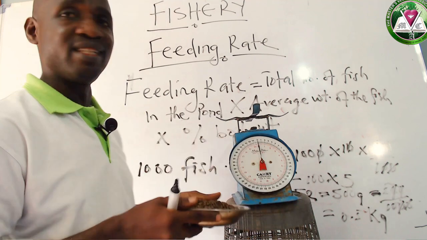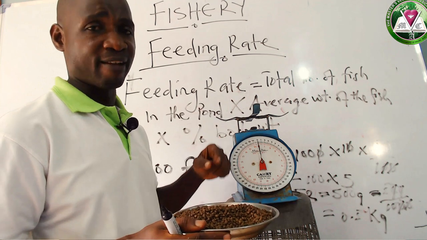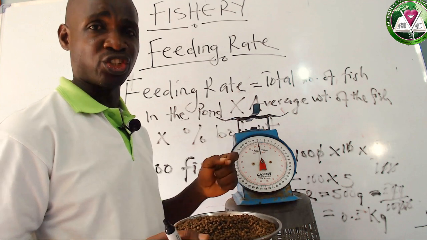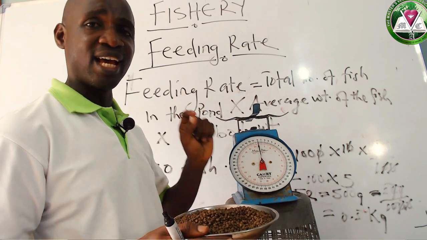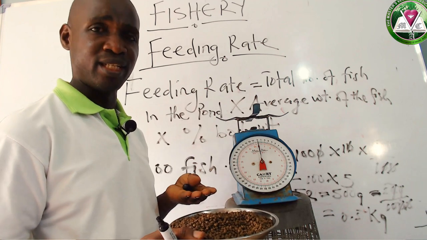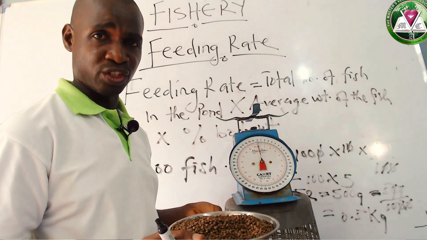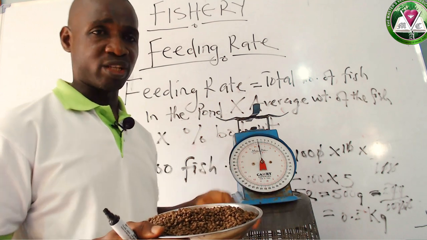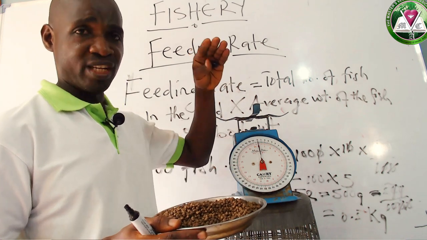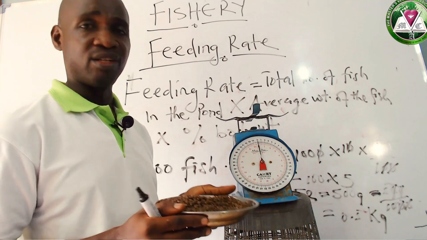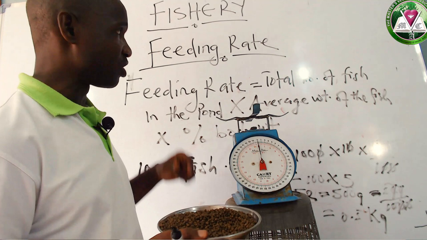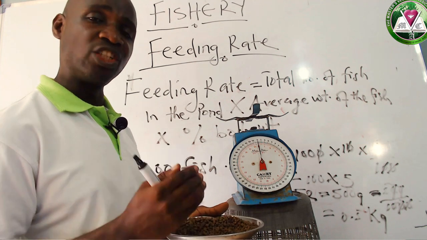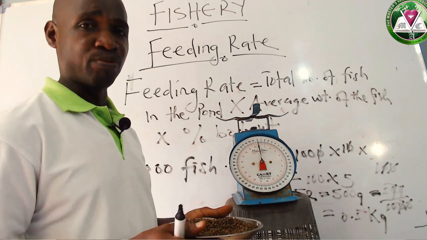A recap. What is feeding rate? Feeding rate is the quantity of feed you need to give to your fish in a particular day. Feeding rate helps you to avoid underfeeding and overfeeding of your fish. Once you underfeed your fish, they will become stunted. If you overfeed, you spend too much money buying your feed. Feeding rate refers to the total number of fish in your pond multiplied by the average weight of the fish times the percentage body weight.